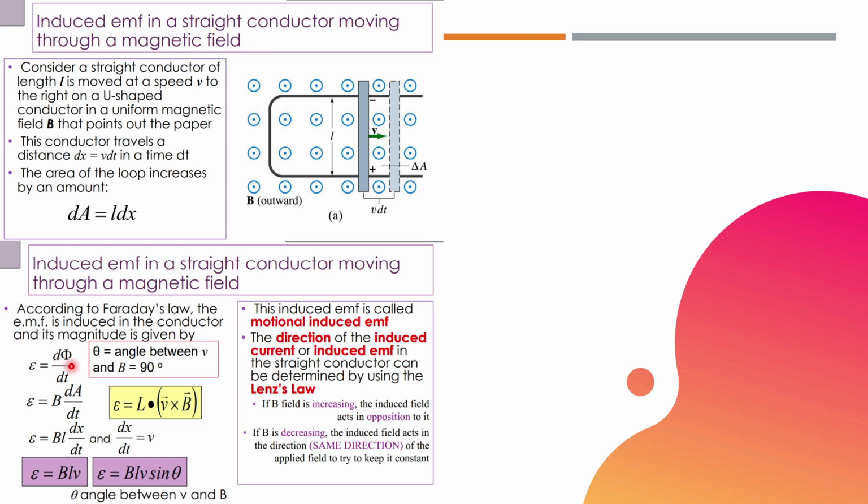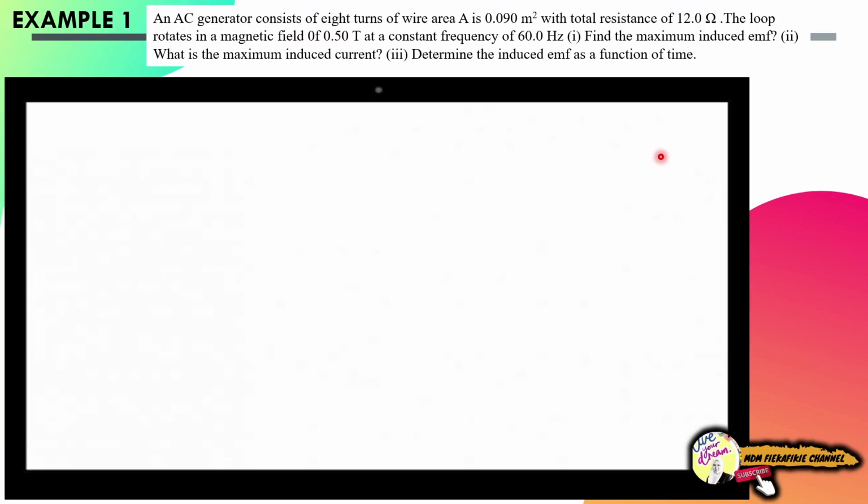So when we substitute in Faraday's equation, we can get the derivation of the equation of induced EMF, which finally we get BLV sin theta. Saya tak tunjuklah derivation ni, saya rasa awak dah belajar kan? Dalam kelas. So kita akan fokus kepada extra question. Kita akan mula dengan example number 1.